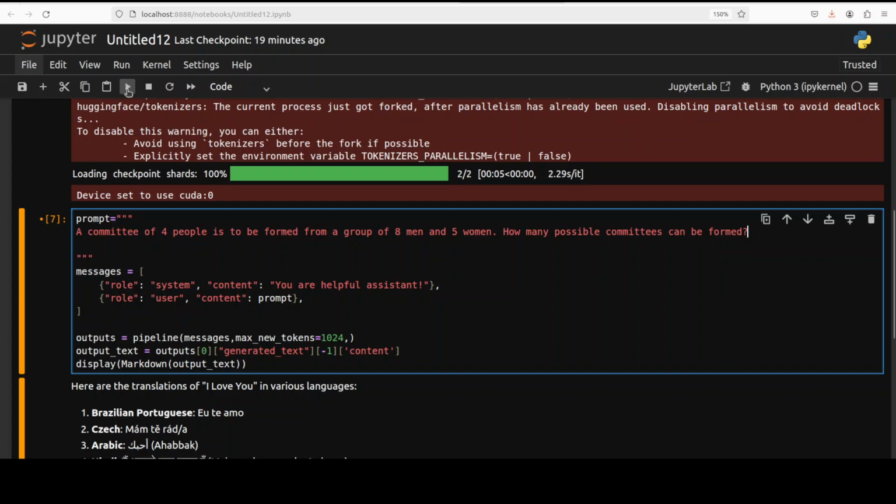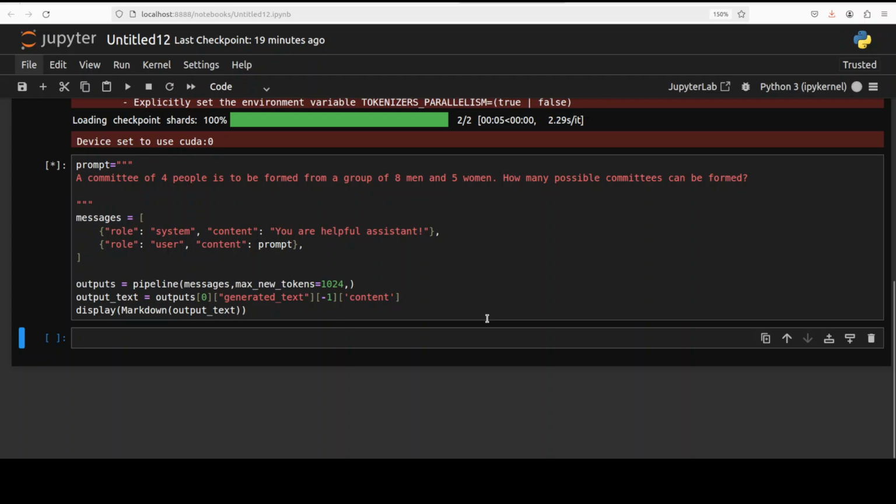Next up, let's try out a math question. I'm asking it: a committee of 4 people is to be formed from a group of 8 men and 5 women. How many possible committees can be formed? I believe the correct answer is 715. Let's see if this model can get that. Takes a bit of time to come back. Such a small model, but the inference is quite slow.